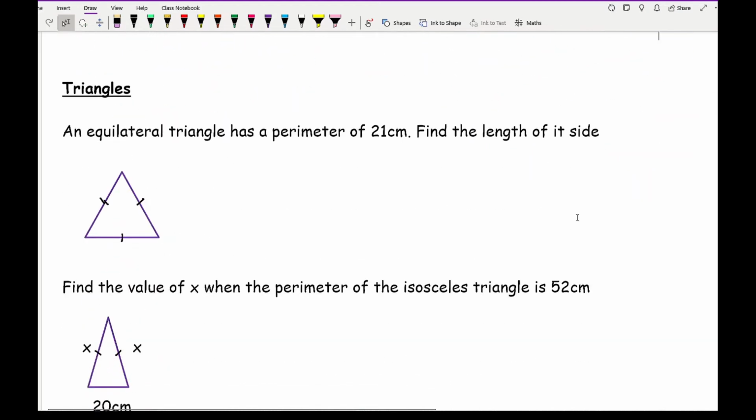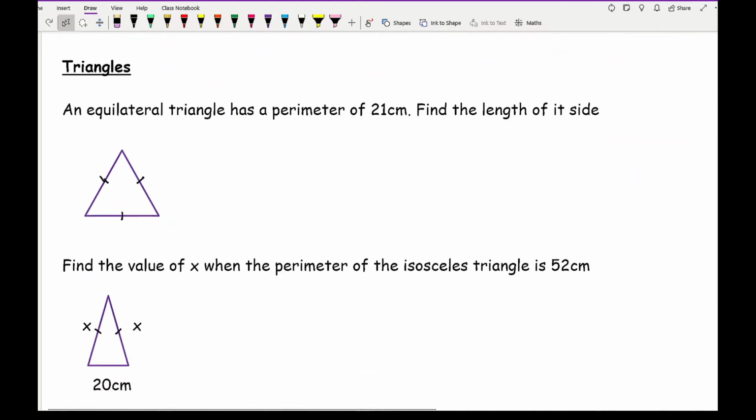This time we're looking at triangles. Now obviously you can have different types of triangles, so just be wary of looking out for the little dashes on the lines, which basically signify that they are the same length. I'll just make that line a little bit more prominent. Here in this question it says that an equilateral triangle has a perimeter of 21 centimeters. Find the length of its side. Now with an equilateral triangle, all sides are the same. So working out the perimeter, I've got to add those 3 sides.